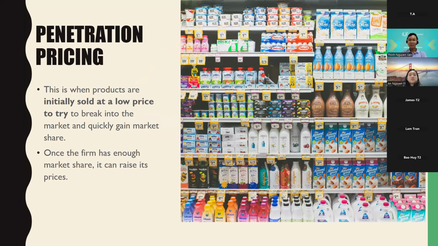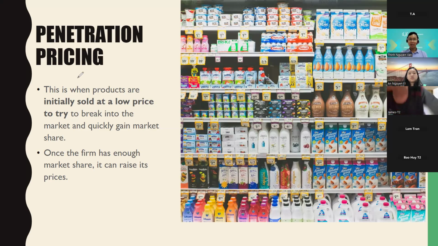The first is penetration pricing. You go to a new market and you want people to buy products from you, so you sell your product at a low price to get enough attention and gain market share. But when you get enough market share, you can come back to your normal price.